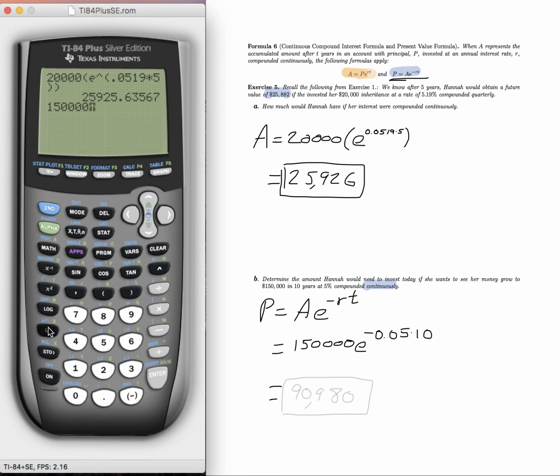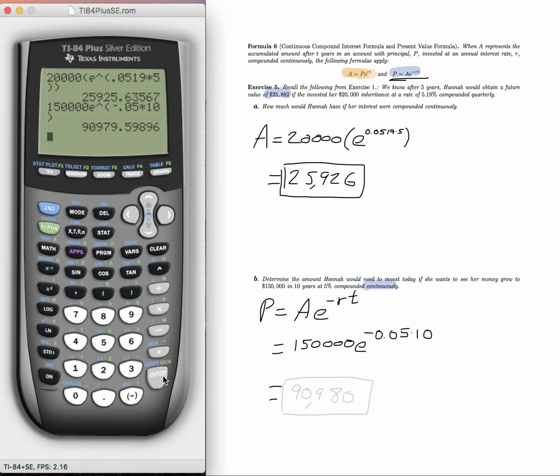So going to the calculator there, we'll have 150,000 times e to the, don't forget the negative, 0.05 times 10. And again, before you even hit enter, you might want to take a second and think about what dollar amounts would make sense. If we're talking about how much to invest at 5% in order to have $150,000, it's probably going to have to be less than $150,000.